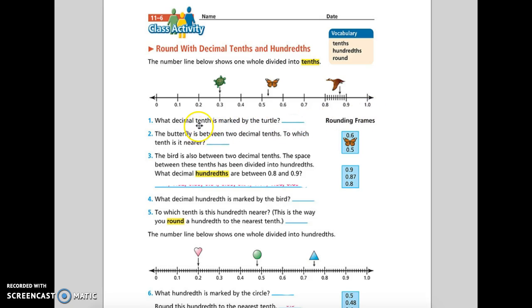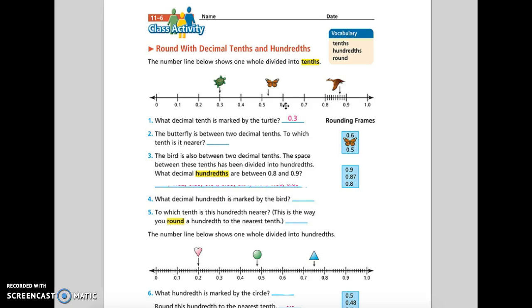It says, what decimal tenth is marked by the turtle? So look at the turtle, and I see that he's marked by 3 tenths. All right. Now, the butterfly is between 2 decimal tenths. To which tenth is it nearer? So look at the butterfly, and it's between 5 tenths and 6 tenths. And the question is, to which tenth is it closer?